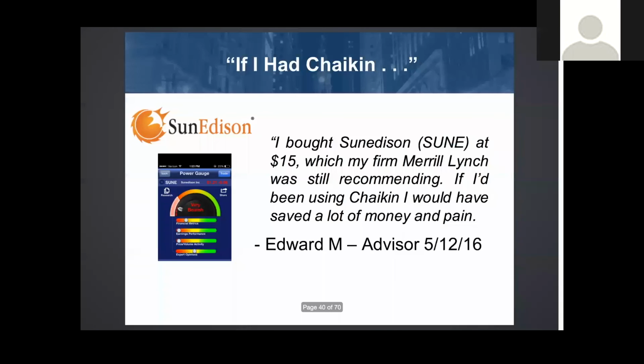Now, we got this testimonial from an advisor at Merrill Lynch who saw this chart in a booth that we had at an options conference out in California for advisors last May. And he gave us this testimonial. He said, I bought SunEdison at 15 on the way down, which my firm Merrill Lynch was still recommending. If I'd been using Chaikin, I would have saved a lot of pain and money for both myself and my clients, because I bought the stock for myself as well. Shows you how unbiased, disciplined methodology can keep you out of trouble.